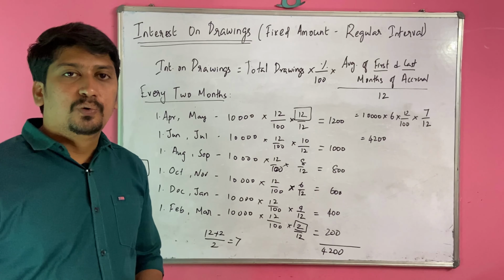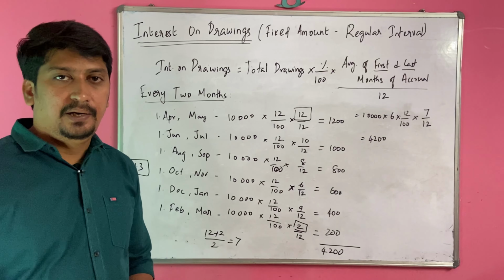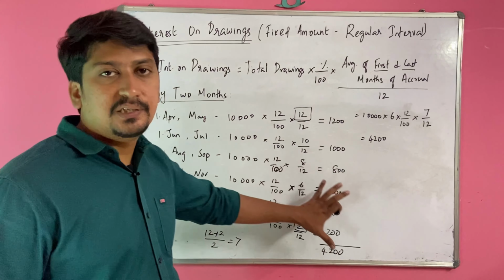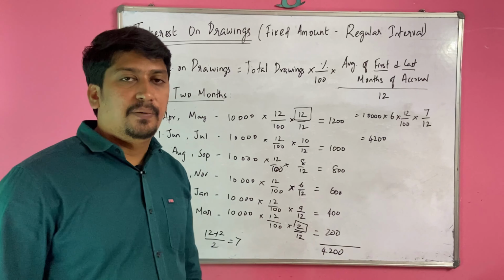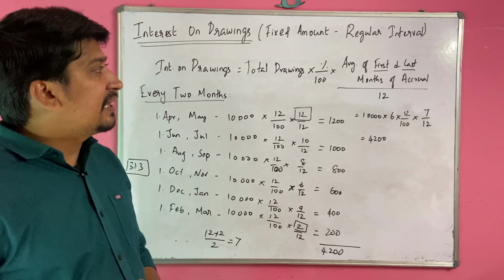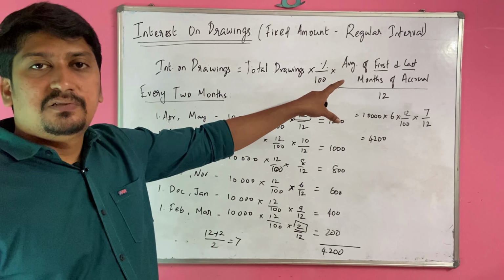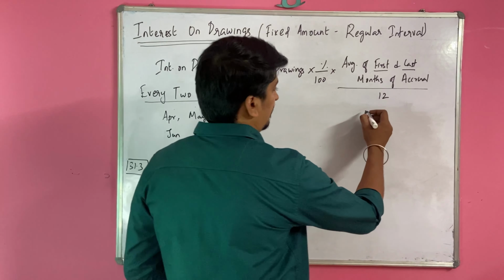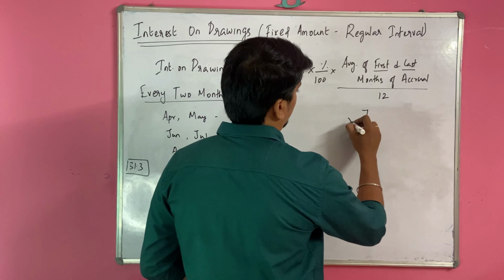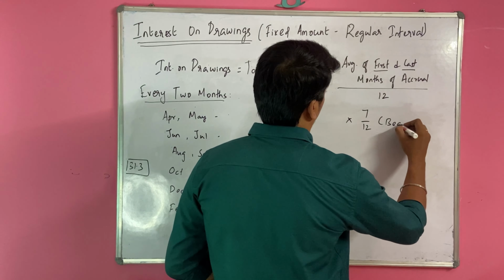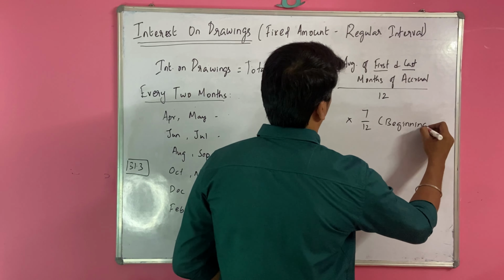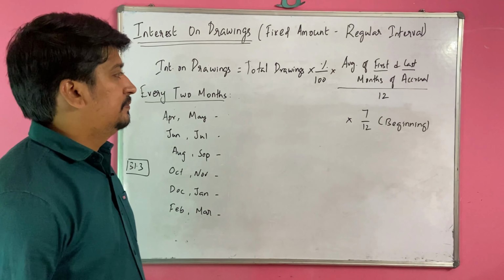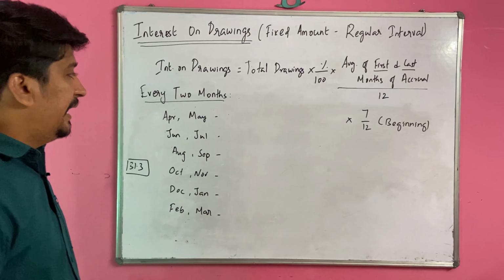Let me then explain what would be the months of accrual for middle and end. For middle and end, I am not going to do this full calculation. If you want, you can cross check it. I am just going to calculate what would be the average months of accrual. So the beginning we have just discussed as 7 by 12. If it is a beginning, you have to multiply 7 months of interest on an average out of 12 months. Let's calculate middle and end.